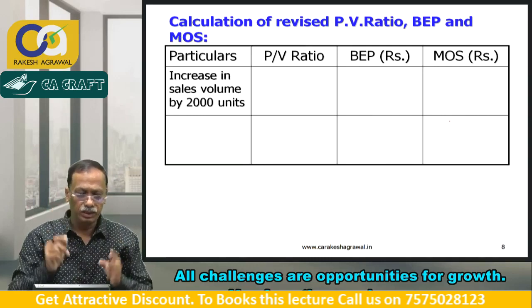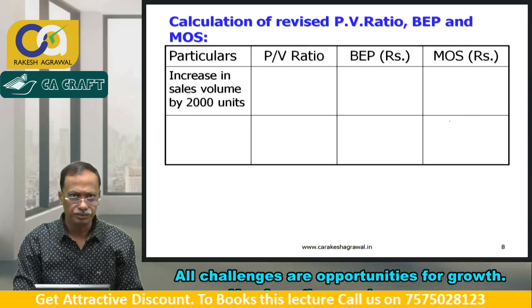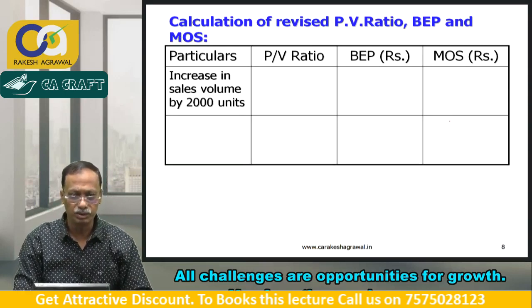Okay. Third change. Increase in sales volume by 2,000 units. Increase in sales volume, that is quantity sold, has gone up by 2,000 units.